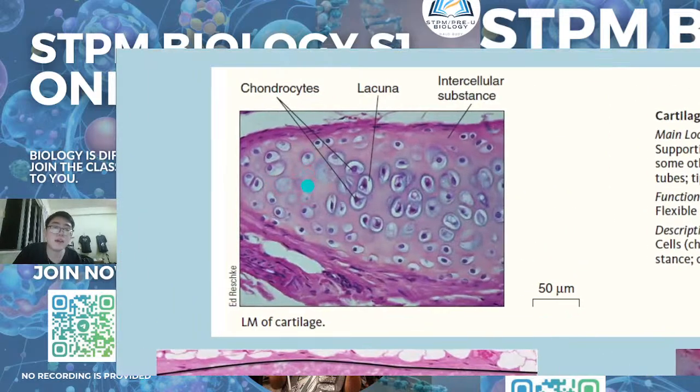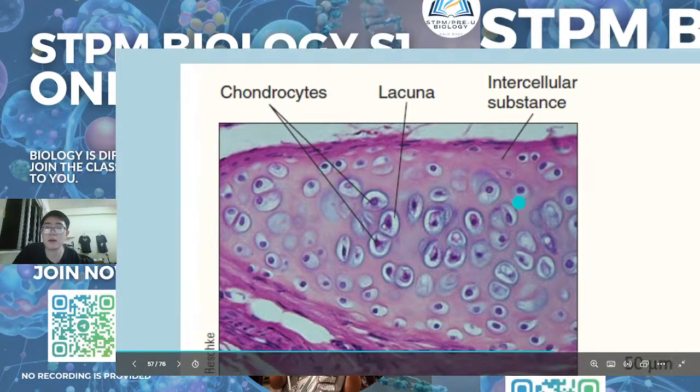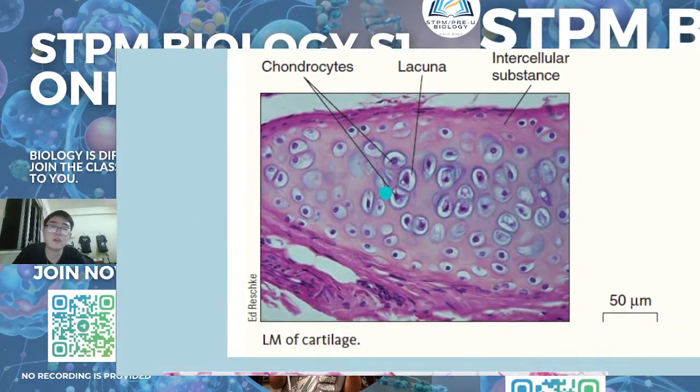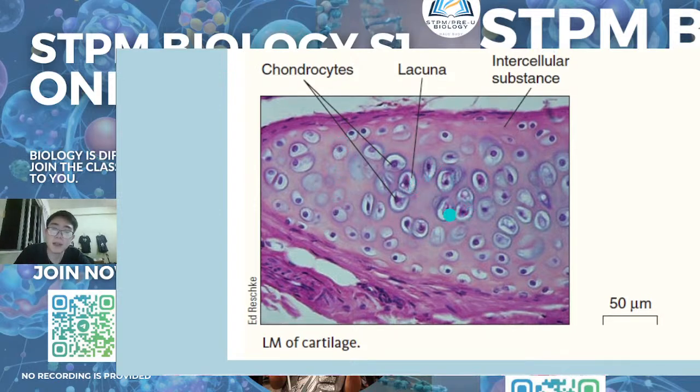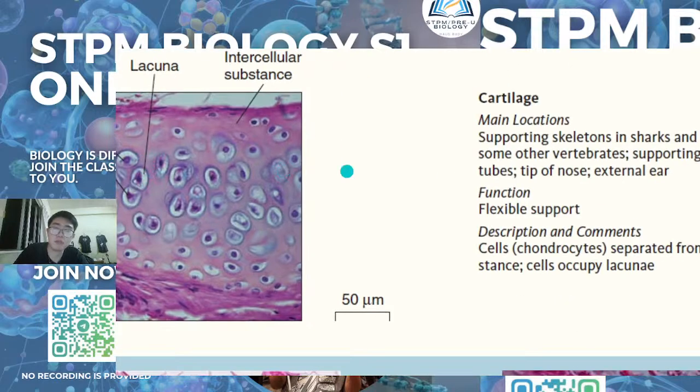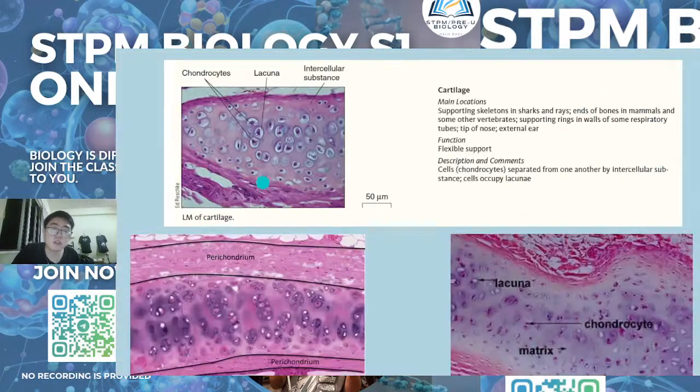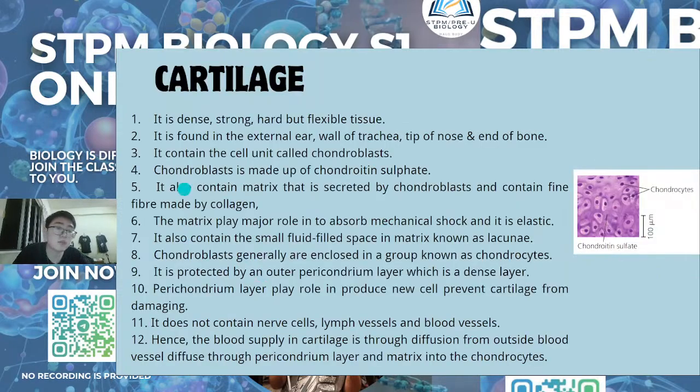Okay, you see here. This is the cartilage structure under the microscope. So yang ni semua yang belah-belah ni adalah chondrocyte lah. Chondrocyte. And then within the chondrocyte we have lacuna at here. Kami ada lacuna. So what is the function of the lacuna? So you see that it also contains a small fluid space in the matrix known as lacuna.